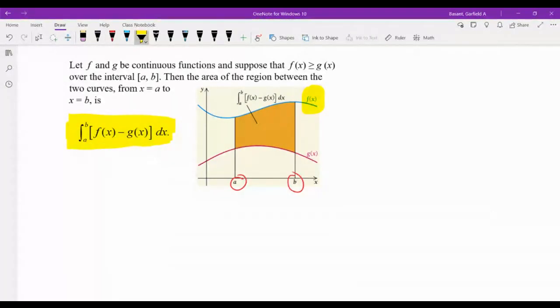So all we're doing is basically subtracting the two functions and finding a definite integral from a to b. And that will always give us the area. And it doesn't matter if they're above or below the x-axis.